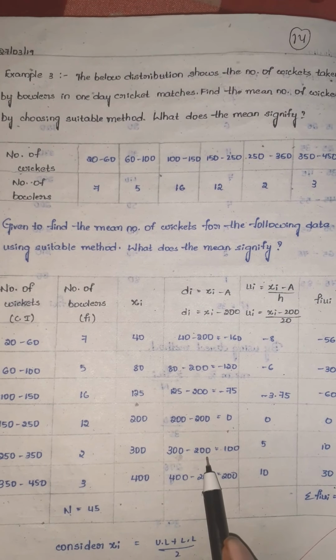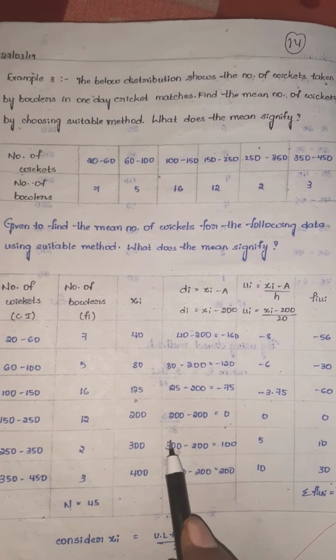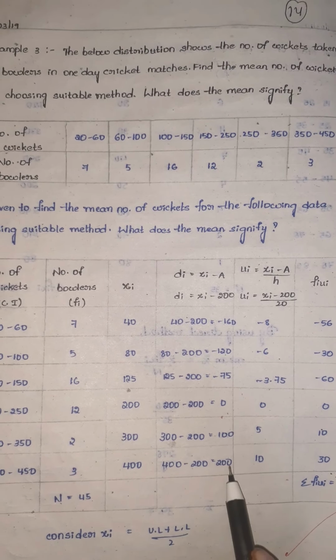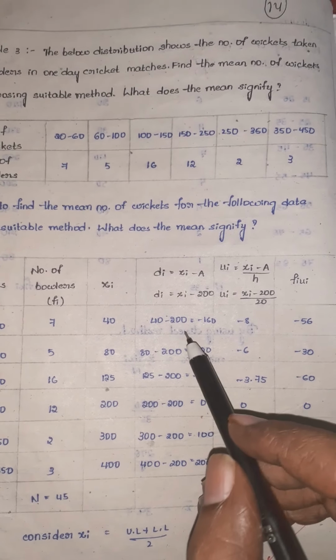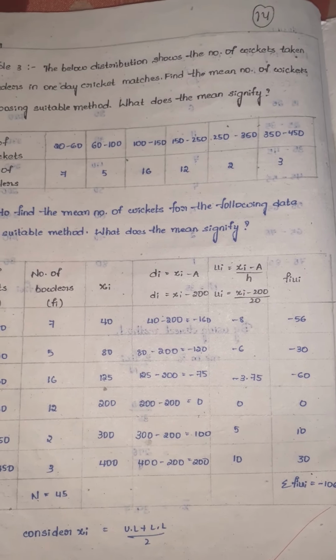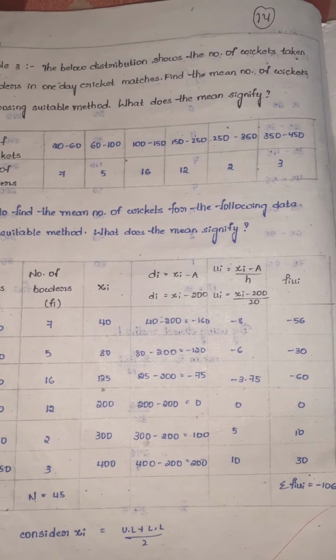Next, 300 minus 200 is how much? 100. Why? Because the bigger number has a positive sign. Next, 400 minus 200 is 200. So all these di's are multiples of 20.